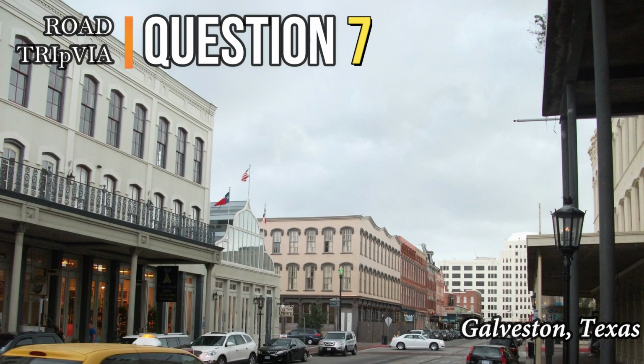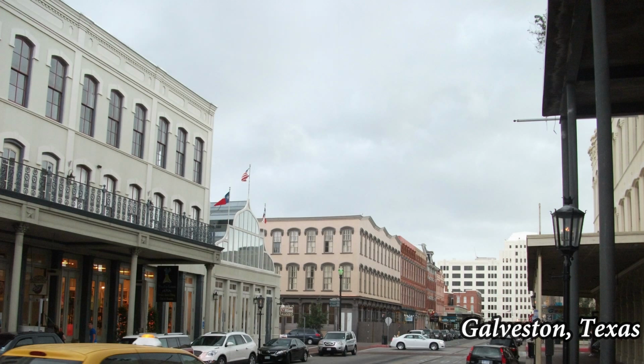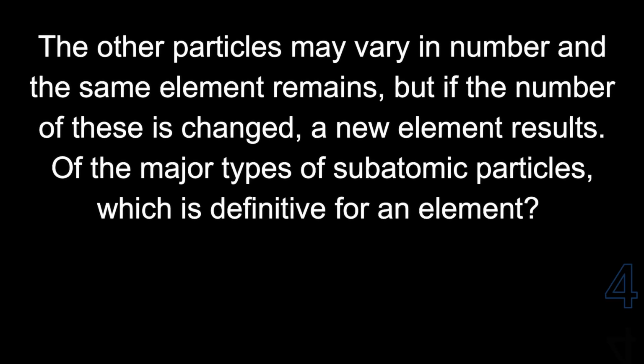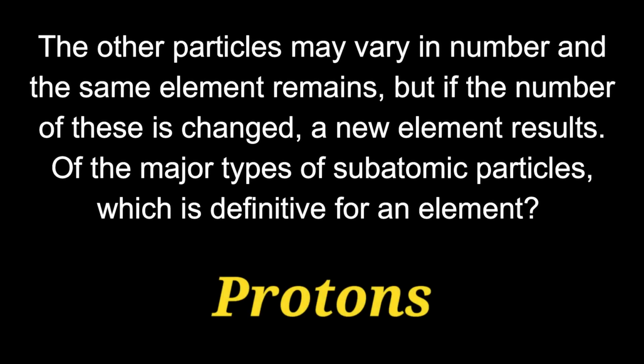Question number 7. The other particles may vary in number and the same element remains, but if the number of these is changed, a new element results. Of the major types of subatomic particles, which is definitive for an element? The answer is protons.